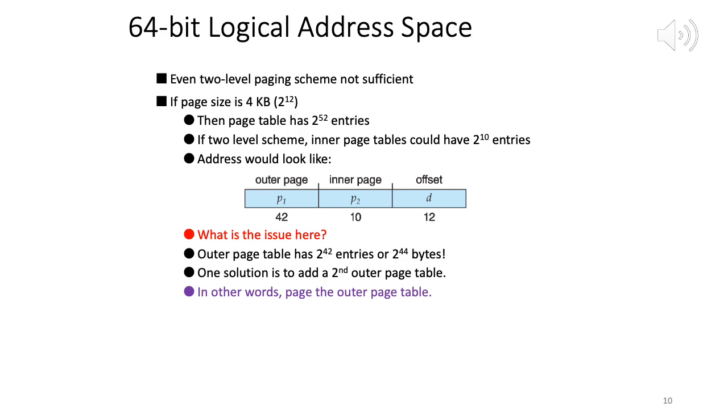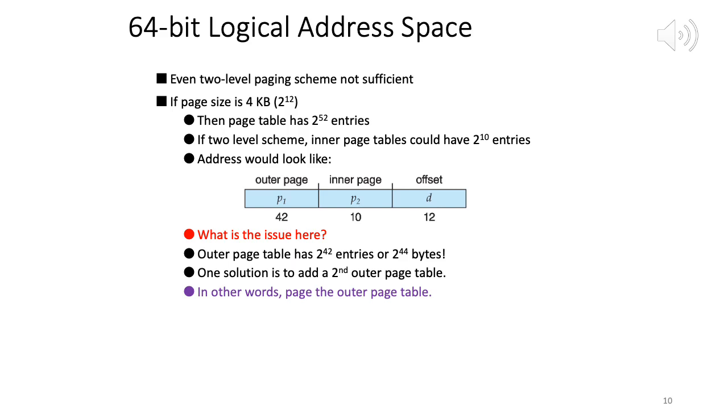So now here, if you use the same page size, 4 kilobyte, 2 raised to 12, so 12 bits needed for the offset D, and how many bits for P? 64 minus 12, 52 bits, which means 2 raised to 52 entries. Huge number of entries. If you use a 2-level scheme, then one configuration could be outer page 42 bits, inner page 10 bits, offset 12. Right. So this is one configuration.